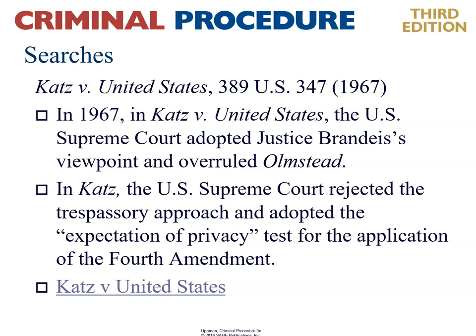Another famous case, which we're going to talk about, would be in 1967. This is the Katz versus United States case. In Katz versus United States, the U.S. Supreme Court adopted Justice Brandeis's viewpoint and overruled Olmstead. In the Katz case, the Court rejected that trespassory approach and came up with a new one. They adopted what is known as the expectation of privacy test for the application of the Fourth Amendment.